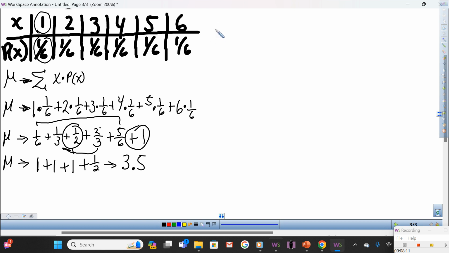The second one is our variance. Variance, again, we find the sum, but this time we find the sum of x squared times p of x. And then what, Diego? Minus mu squared. So do we have mu now? Yes, we already have it there. Do we know what to do with this component? Yes, so let's do that.